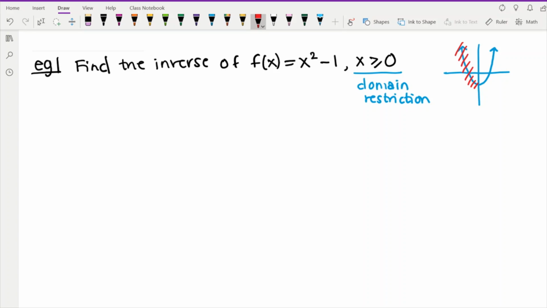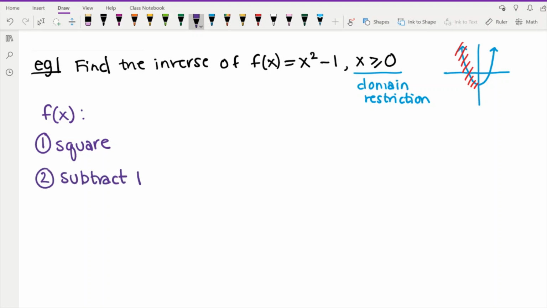Okay, so how are we going to approach this problem? The first thing we want to do is write down the steps that our original function f of x does to each input to get an output. Let's say you're plugging 5 into this function f of x. What are you going to mathematically do as you plug in that number 5? The first thing you're going to do is square that input. And after you square the number, you're going to subtract 1. If you plug in 5, you would get 5 squared, which is 25, minus 1 is 24. You do the squaring first, then you subtract. So it's basically an order of operations situation.